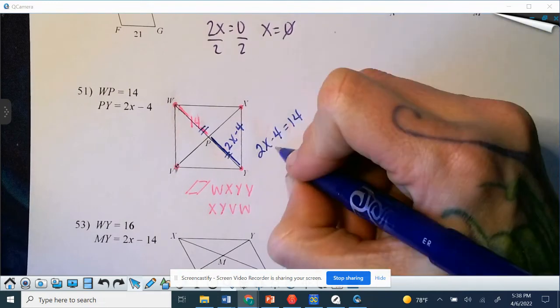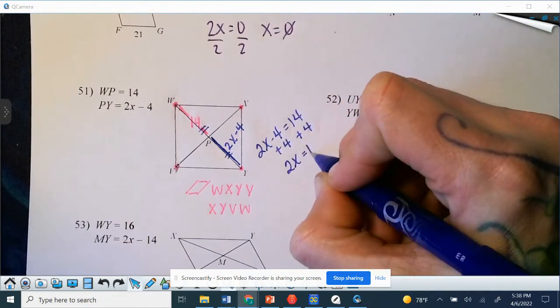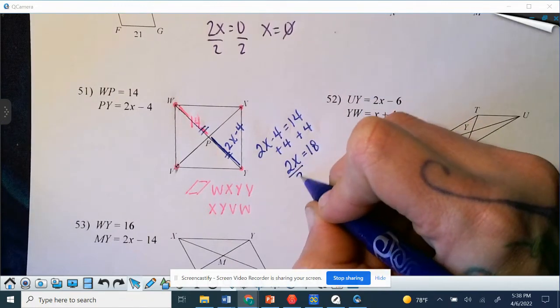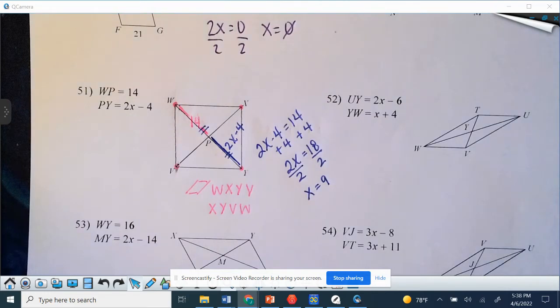So we're going to add 4. So 2x equals 18. Divide by 2. x is going to equal 9. At any point you need to pause or go back and write it down, by all means, please do that too.